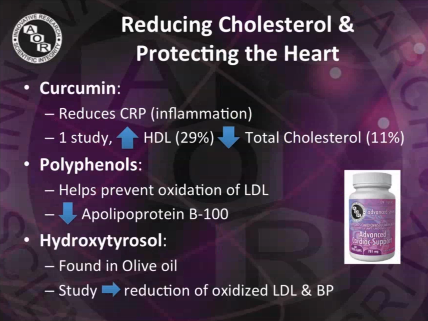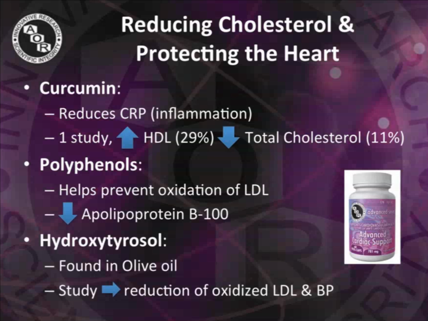So, things that are able to help reduce cholesterol and act as cardioprotective. We're going to look at cholesterol and also inflammation very briefly here, because we talked a little bit about inflammation and how it affects the risk in cholesterol. So curcumin, the interesting thing with curcumin is it's able to reduce CRP, so it's actually able to reduce that inflammation. And there's a study that showed it was able to increase HDL, or good cholesterol, by 29% and lower total cholesterol by 11%.